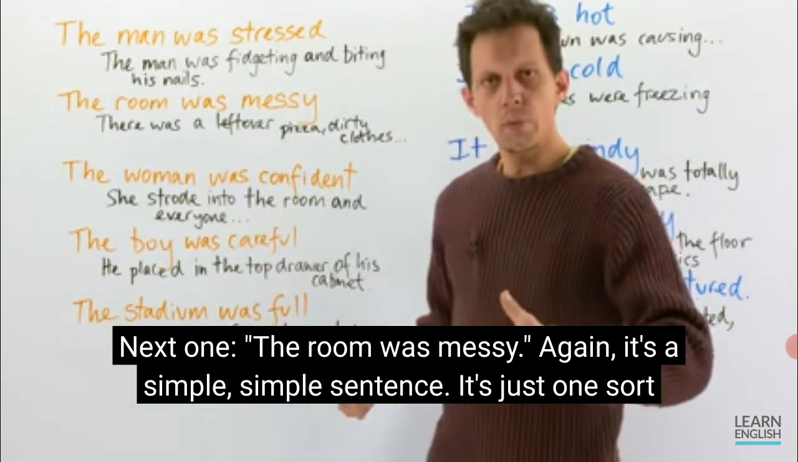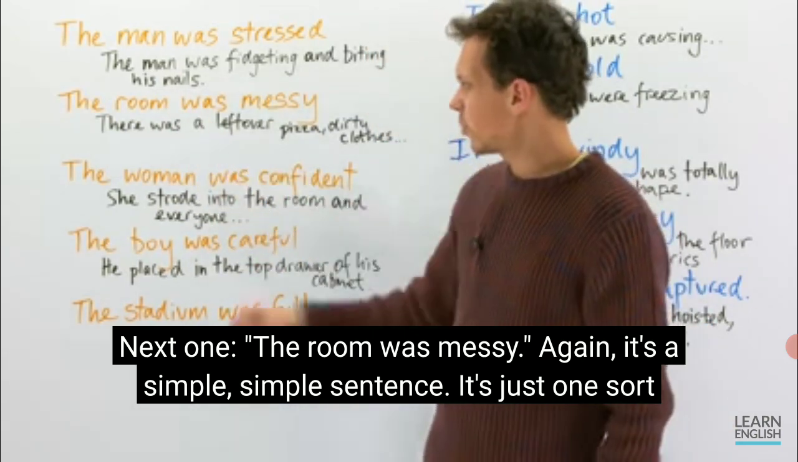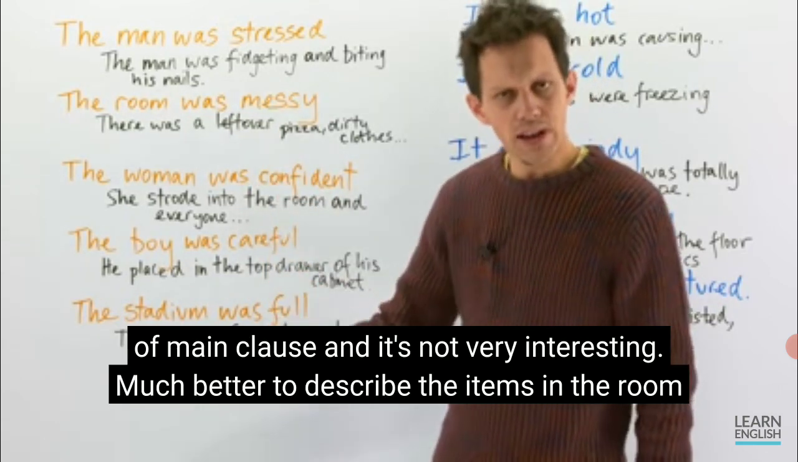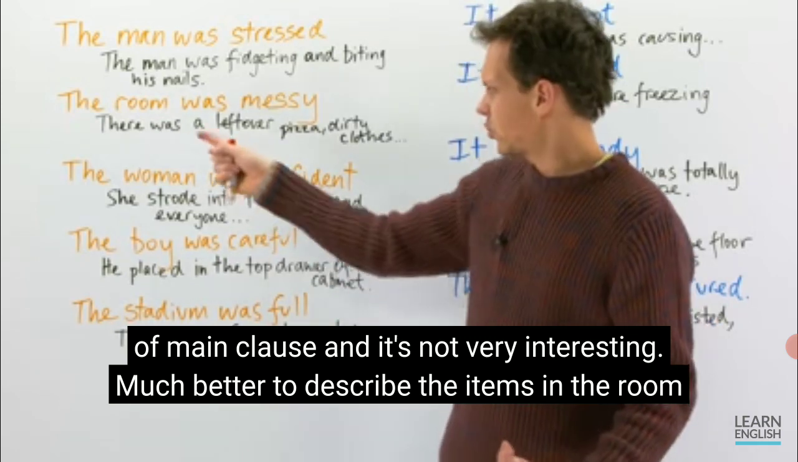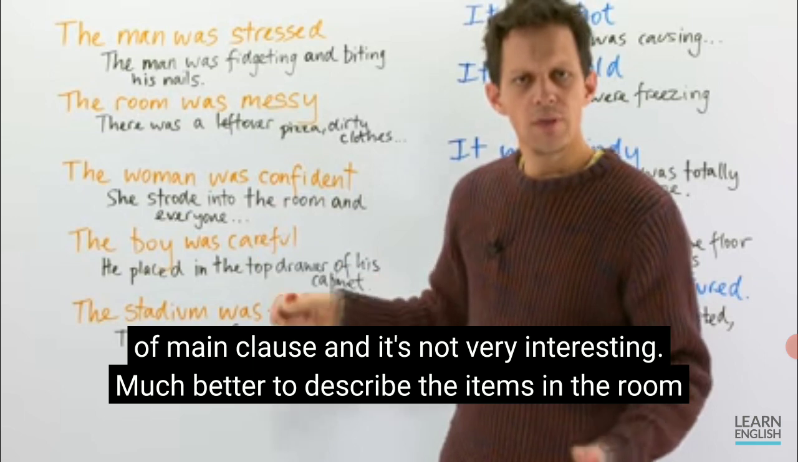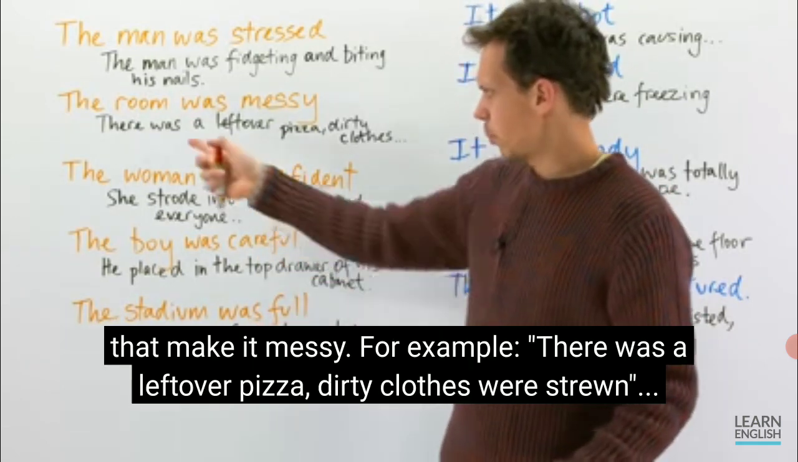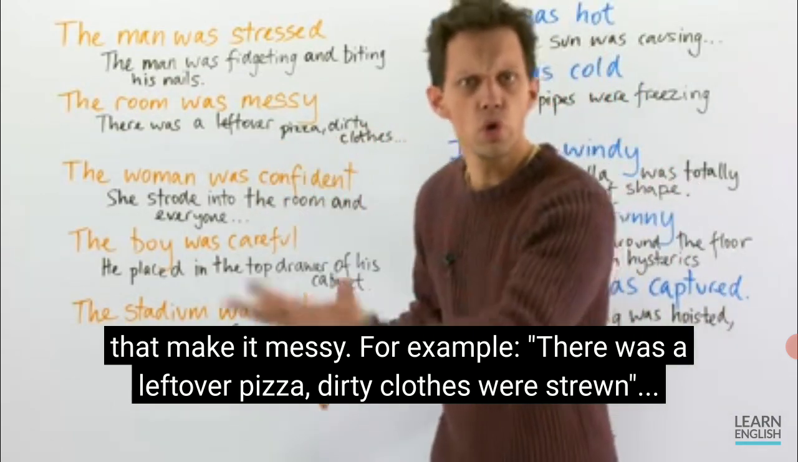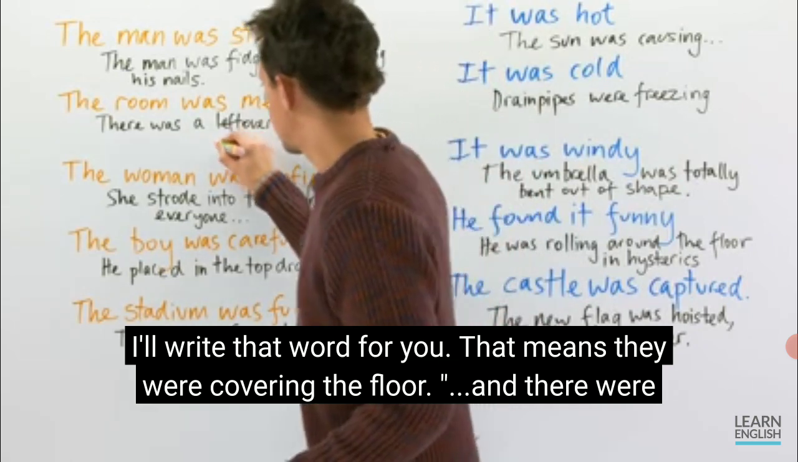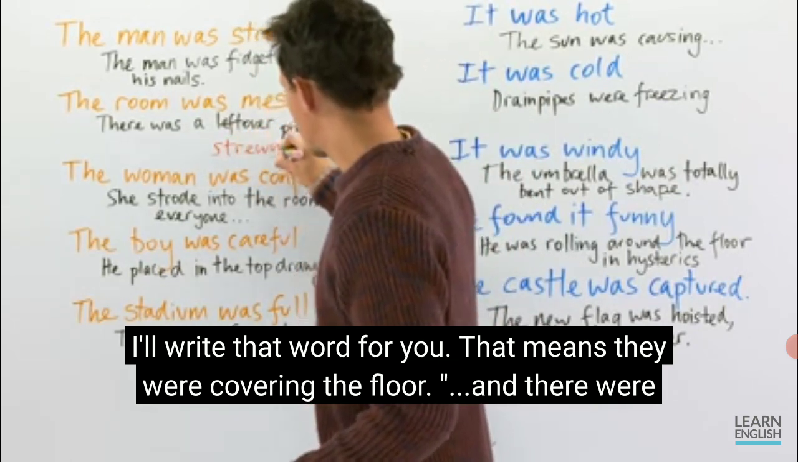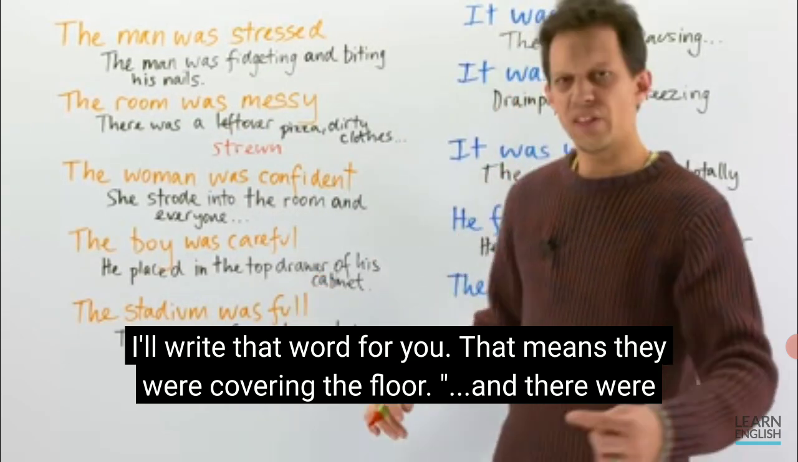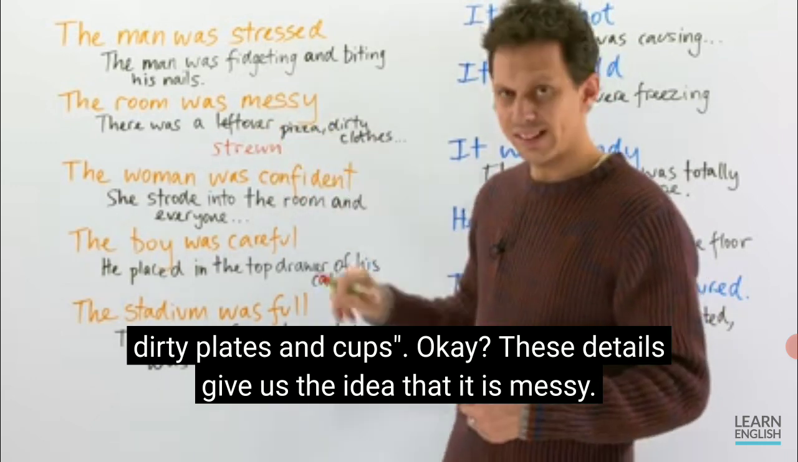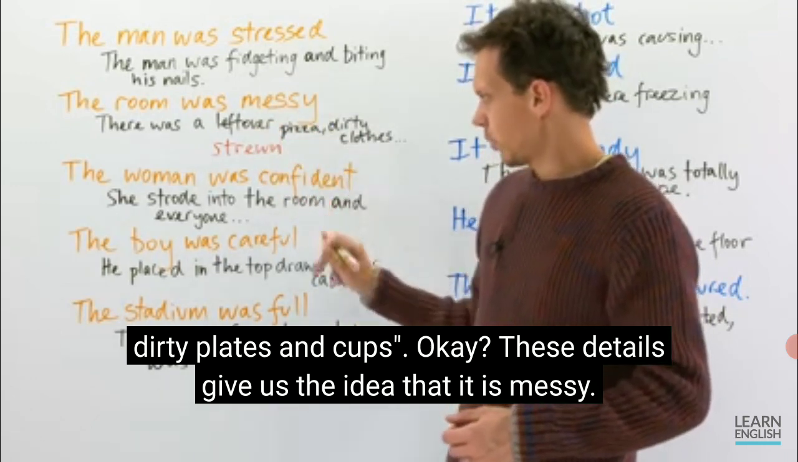The next one, the room was messy. Again, it's a simple sentence. It's just one short main clause, and it's not very interesting. Much better to describe the items in the room that make it messy. For example, there was a leftover pizza, dirty clothes were strewn. I'll write that word for you. That means they were covering the floor, and there were dirty plates and cups. Okay? These details give us the idea that it is messy.